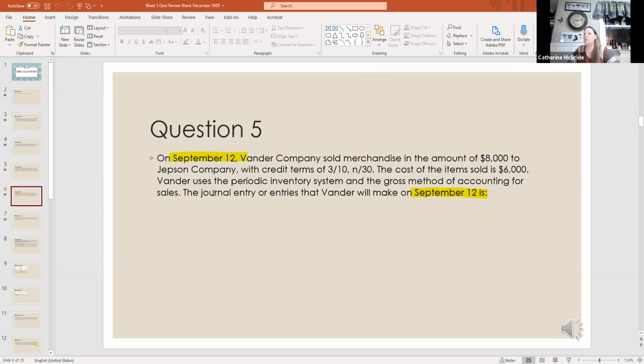Okay, question 5. We're going to do the journal entries to record a sale. And remember that in this case, there are 2 different entries. Number 1, record sales revenue. That's not new. We've been doing that. And then number 2, we have to reduce inventory and record cost of goods sold.